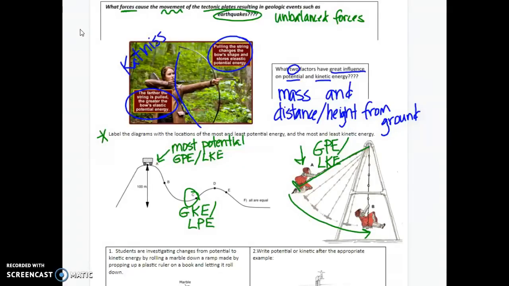Where are you going the fastest? You're going the fastest right there at B when you cross before you start to swing up on the other side. That's where your potential energy is the least, you're closest to the ground, and your kinetic energy is the greatest because you're moving the fastest.